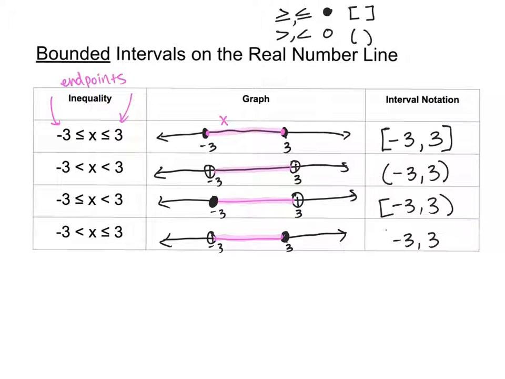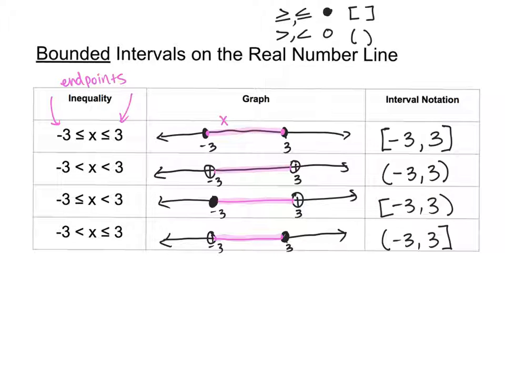And then this one here needs a parentheses on the -3 and a bracket on the 3, because this one's an open circle, so parentheses, closed circle, bracket. All right, let's now look at the unbounded one here in the next slide.